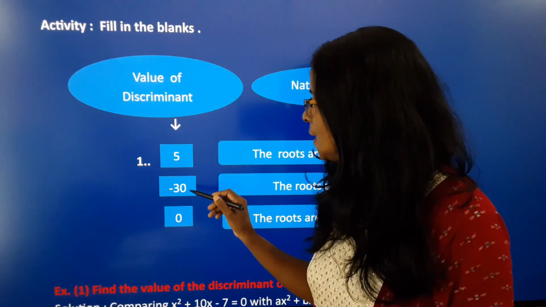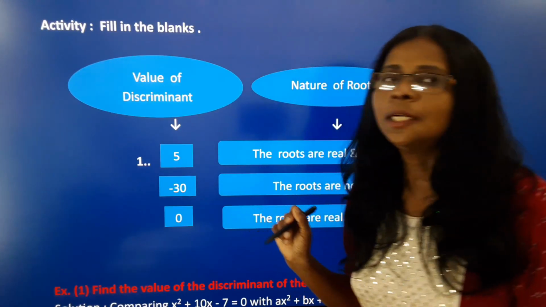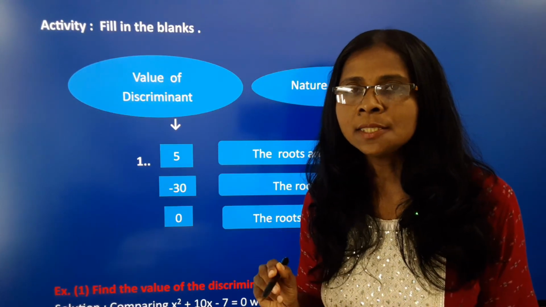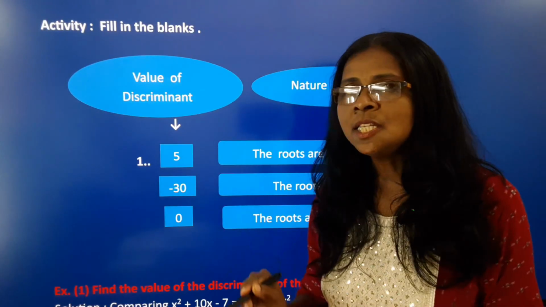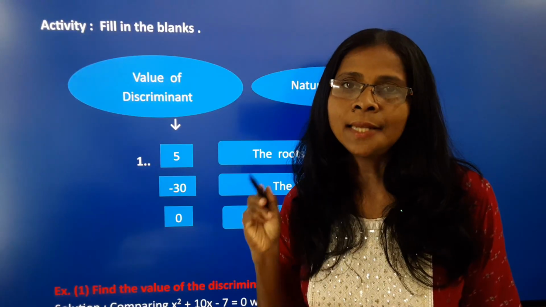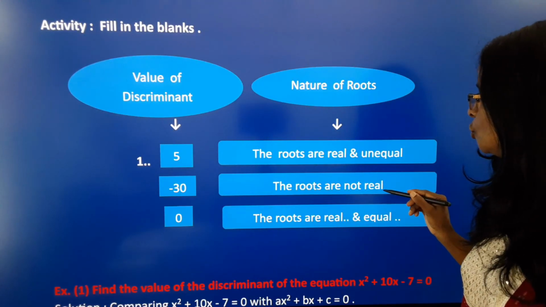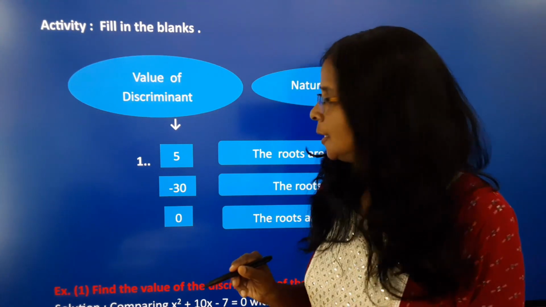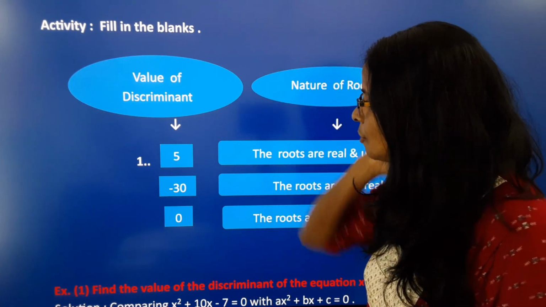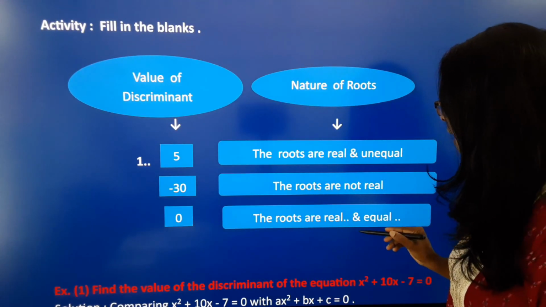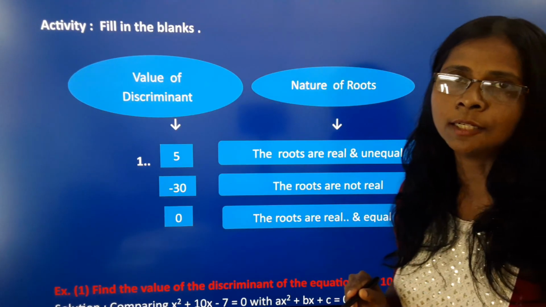Okay students, and here the value is minus 30, that means b square minus 4ac is equal to minus 30, which is less than 0. That means we say that the nature of the roots is not real. And here the value of discriminant is 0. That means the nature of the roots is real and equal.